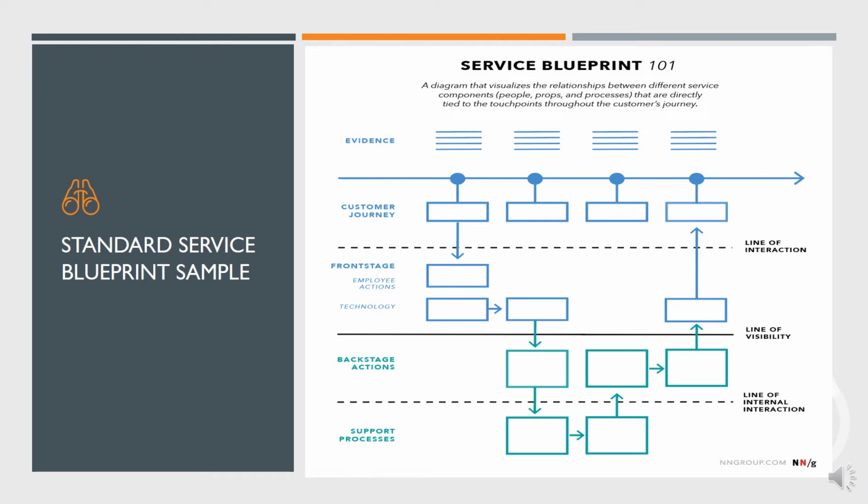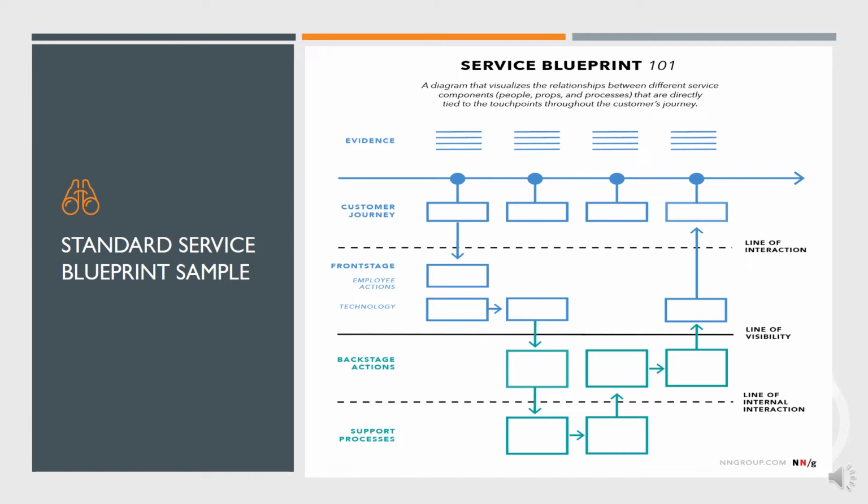As mentioned earlier, a service blueprint is a diagram that visualizes the relationships between different service components that are directly tied to the touch points throughout the customer's journey. So here are the 5 key elements. So the evidence, this element includes locations like a physical store or the company website. Next is the customer journey or customer action. So these are steps, choices, activities, and interactions that the customer performs while interacting with the service to reach a particular goal.